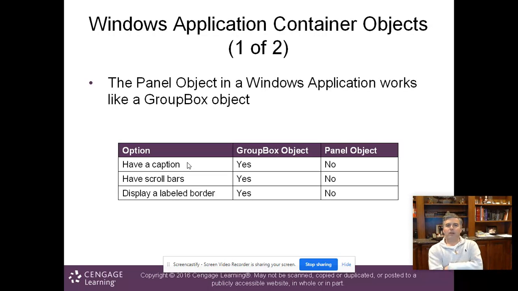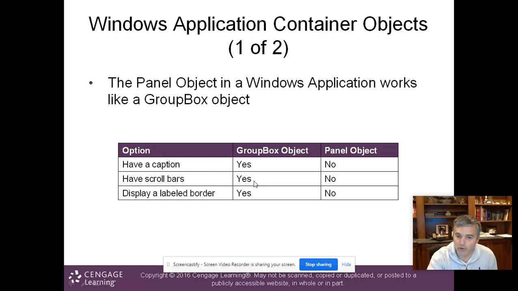So like I said, the group box is a type of container object, and there are multiple types of container objects that you can have in your application. The other type that is available to you is a panel object. Now, there's a couple differences in a group box and a panel object. The group box object has more options. So a group box object can have a caption.